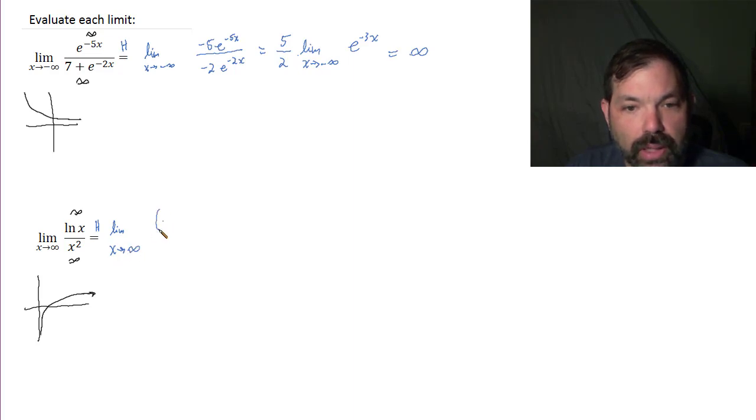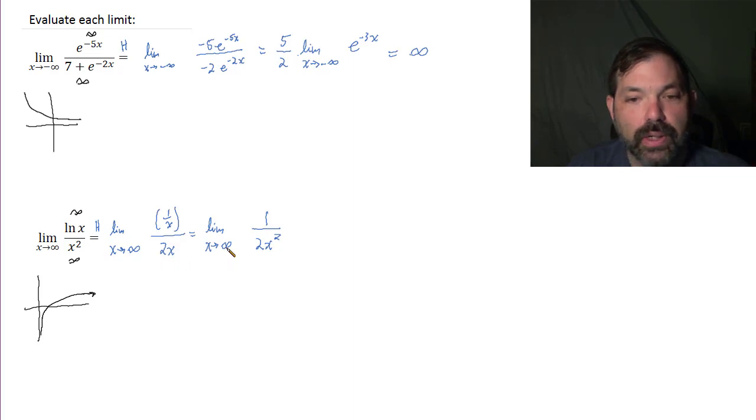So then this becomes the limit with x approaching infinity. The derivative of natural log x is 1 over x. And the derivative of x squared is 2x. And so I can simplify this. This becomes the limit as x approaches infinity. I can take the 1/2 outside if I really wanted to. Doesn't matter too much. But after simplifying, this becomes 1 over 2x squared. And so as x approaches infinity, the x squared goes to infinity. 1 over infinity. This is no longer an indeterminate form. 1 divided by infinity goes to 0.